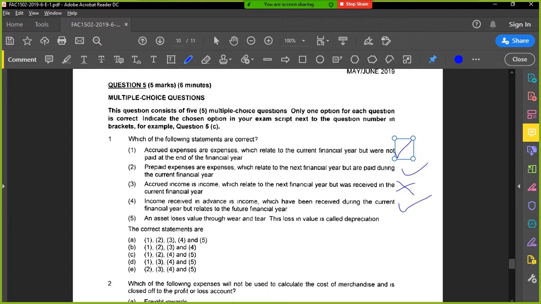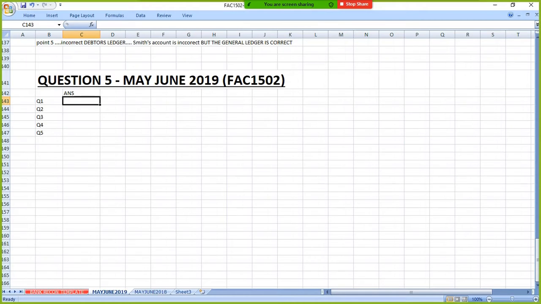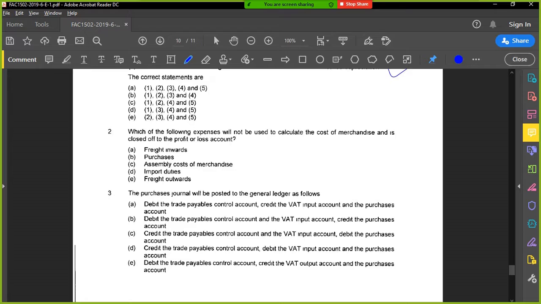An asset loses value through wear and tear. This loss in value is called depreciation. Correct. It is. Okay, so 1, 2, 4, and 5. C. Next.